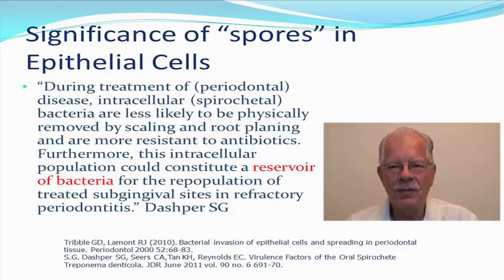So even our researchers in the most prestigious journals are recognizing that spirochetes in the gingival sulcus, in the epithelial cells themselves, seem to be why we can't get rid of periodontal disease. So we need to pay acute attention to this and start designing our treatment modalities, such as laser treatment, to actually obliterate the lining of the gingival sulcus and get rid of the source of this bacteria.